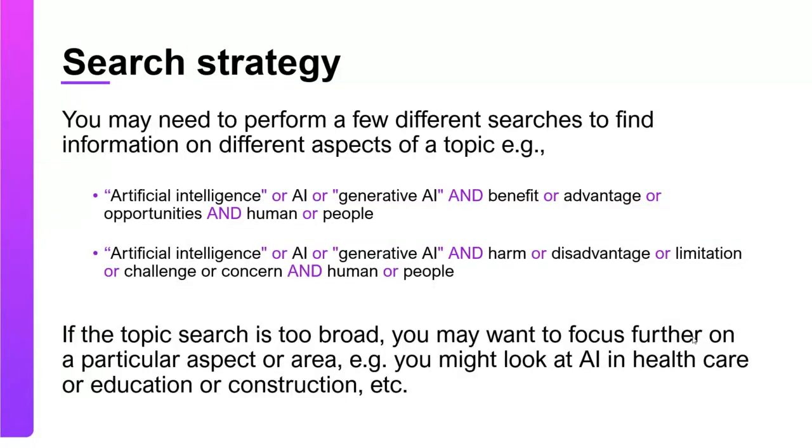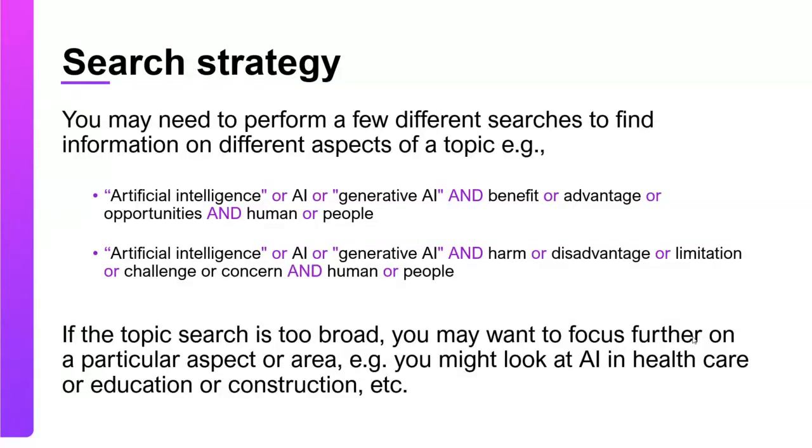So it's always a good idea to change up the search strategy a little. So we had our initial one there, artificial intelligence or AI or generative AI, and benefit or advantage, and human or people. So I would then, I'm just focusing on that one part, right, that benefit. But then I know that I had another aspect of that topic. I had to talk about the harm or the disadvantages. So then I would do another search focusing on that instead.